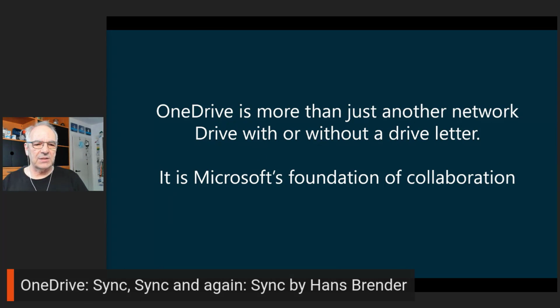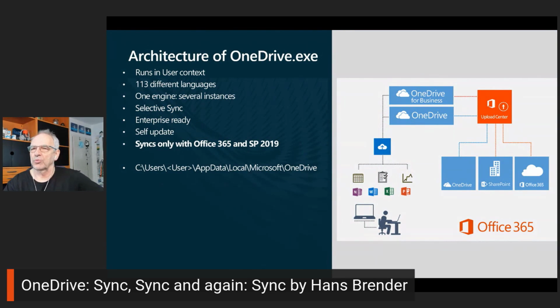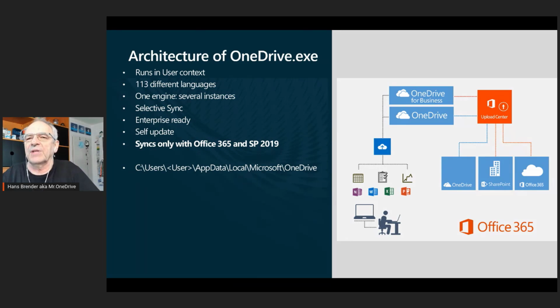Looking at the next slide, we can see the architecture of OneDrive. In the past, we had different things. It works well with SharePoint 2019 or Office 365. With the former SharePoint Servers 2016 and earlier, you have no chance to go with the OneDrive architecture. It runs in the user context. It has 113 different languages. There's one engine for several instances. You may have selective sync, meaning you can say what you want to sync.